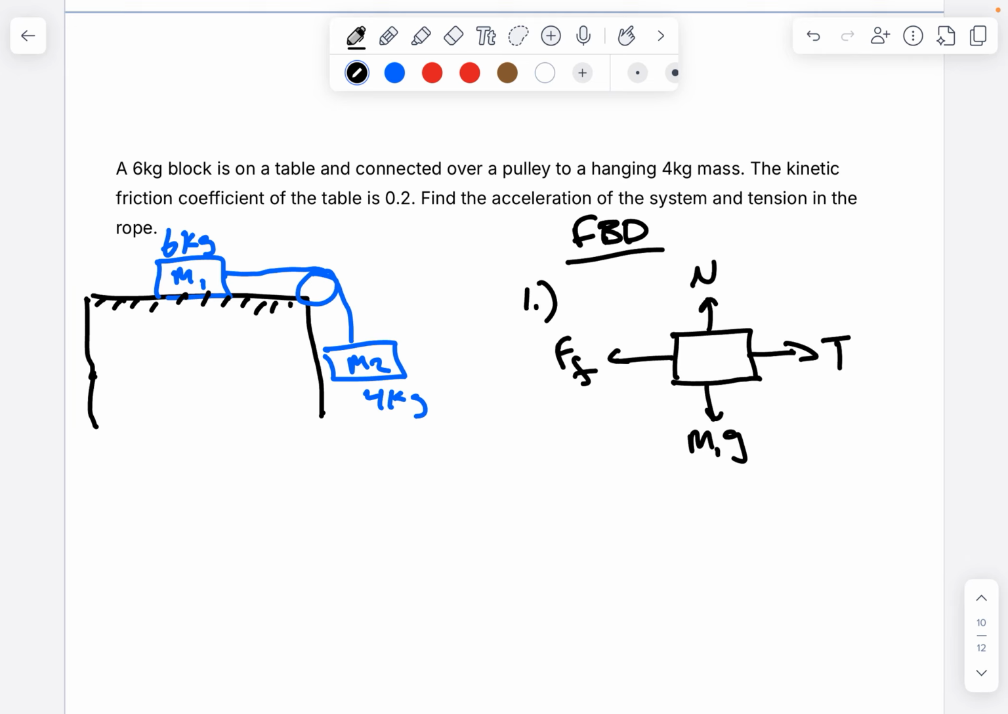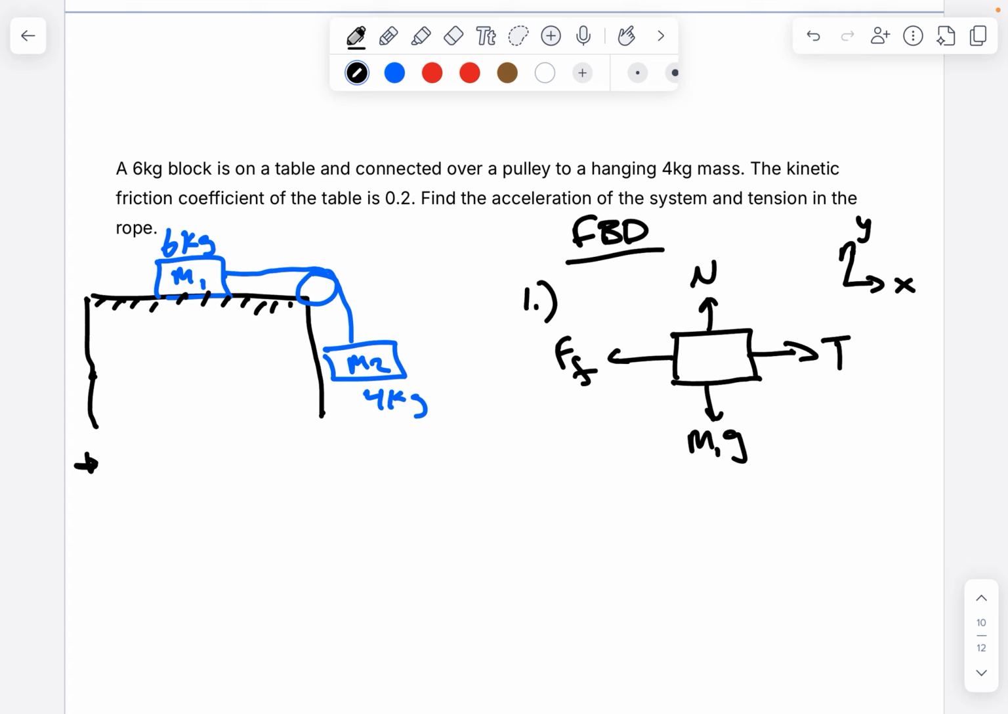All right, and always with your free body diagrams, make sure you have your coordinate system. So I'm going to have positive y to the top, positive x to the right. It may seem redundant to write these coordinate systems, but just wait for a second. Later in this problem, you'll see why it's important. All right, so we're trying to find tension and acceleration, but we don't actually know friction force.